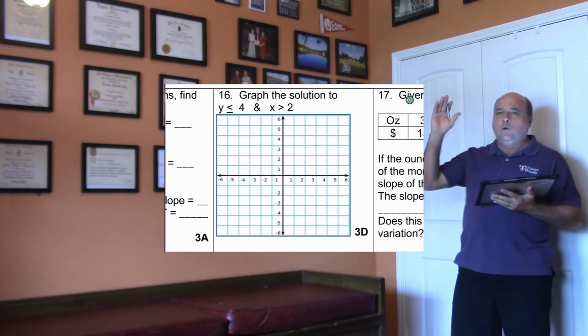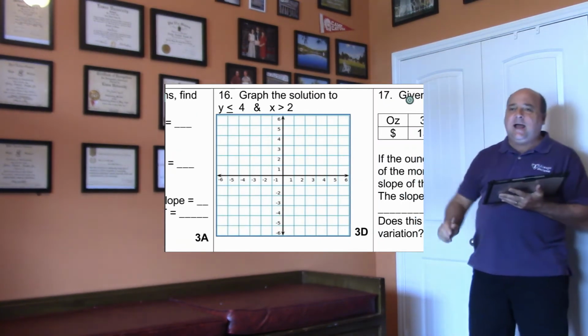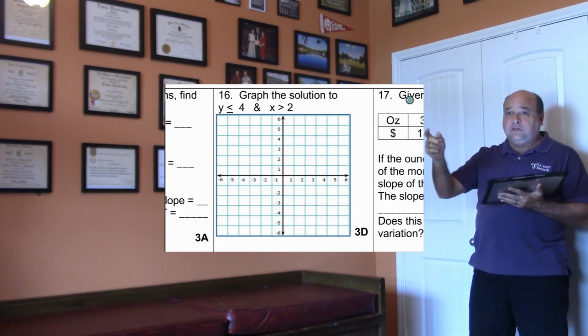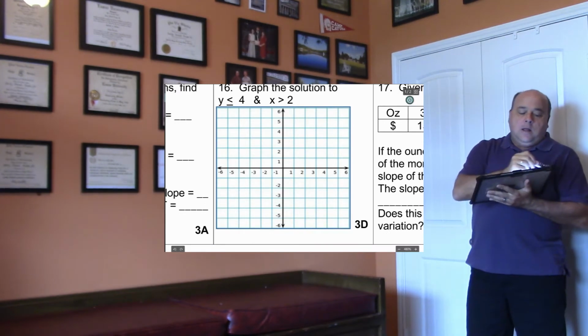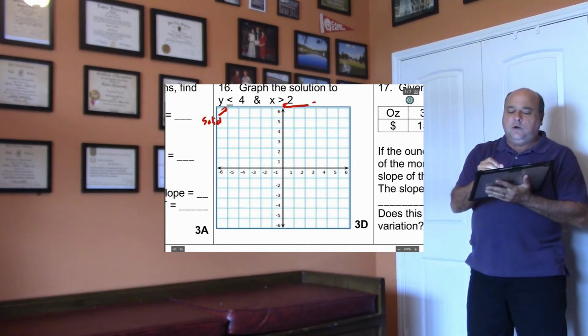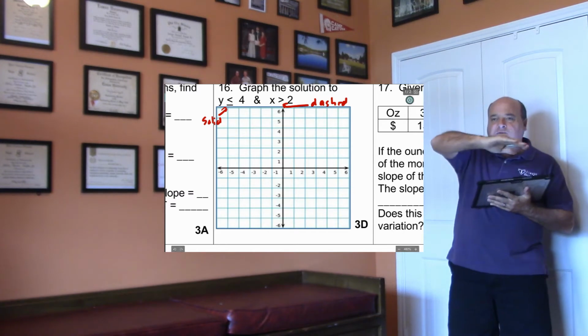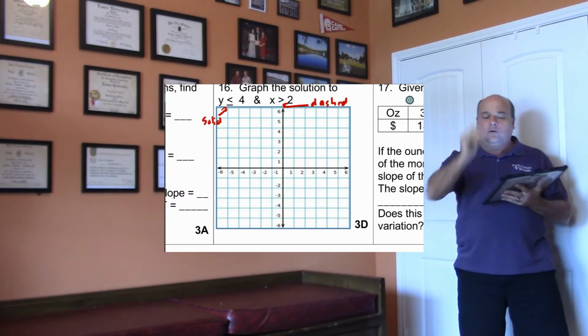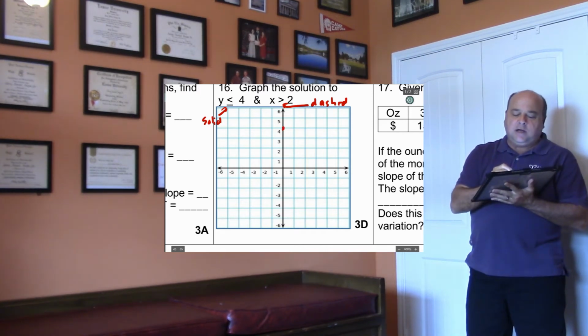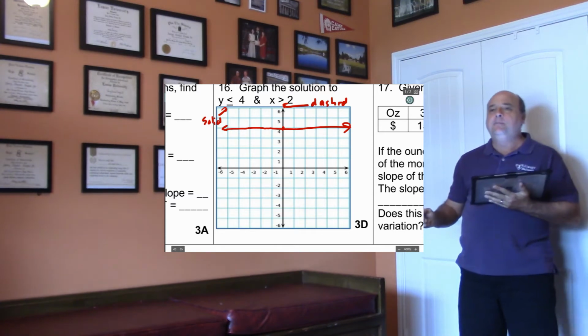Let's go to 16. We will be doing this after systems. We're going to be graphing inequalities. And I'm keeping these pretty simple for you. Remember, we're going to graph 2 lines. If it has an equal bar, it will be a solid line. If there is no equal bar, it will be dashed, right? A y-equal line is flat, and an x-equal line is vertical. So we're going to graph y equals 4 first. I'm going to put a dot on the y-axis at 4 and draw a solid line through that point.